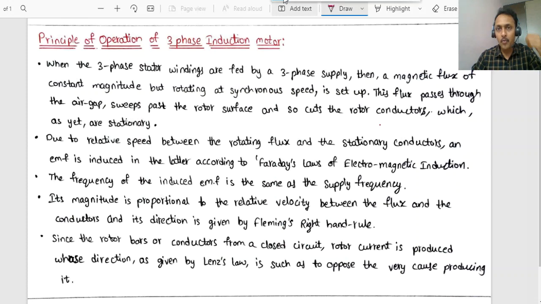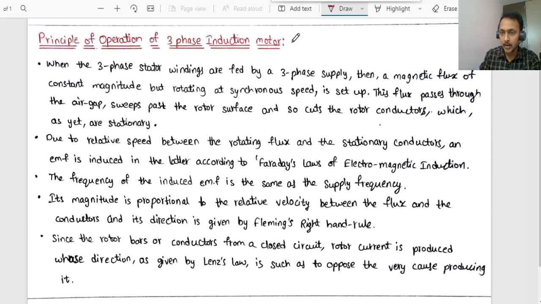In this video, we are going to discuss the principle of operation of the three-phase induction motor. Just like an alternator or synchronous generator, where we have a stator and a rotor, here also we will have two components: the stator and the rotor.